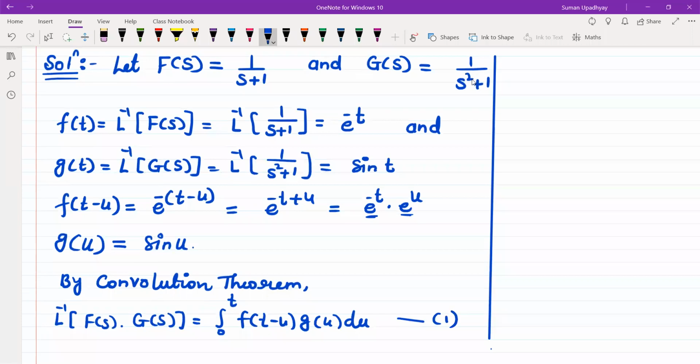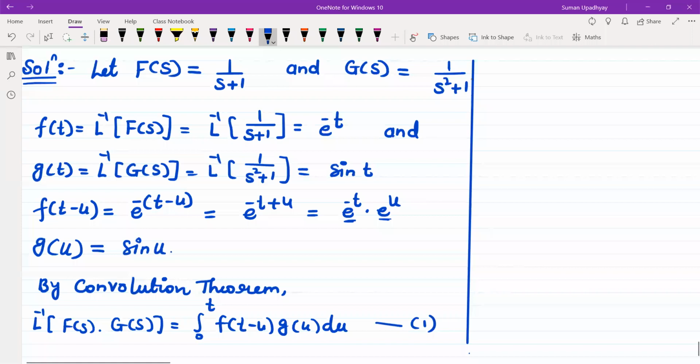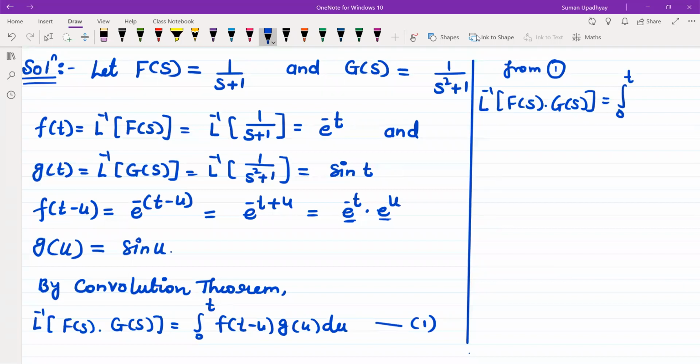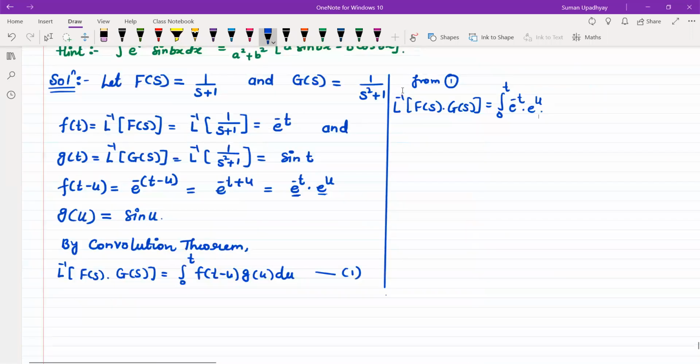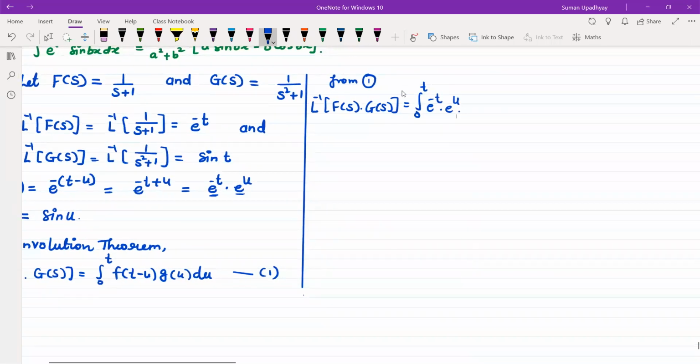I'll just make it equation number 1. So let us do that, kids. So from 1, the Laplace inverse of f of s into g of s. Tell me what will come on the right hand side? Integral from 0 to t, f of t minus u is e raised to minus (t minus u), into e raised to u, correct. And g of u is sin u. Okay, very good, sin u du.